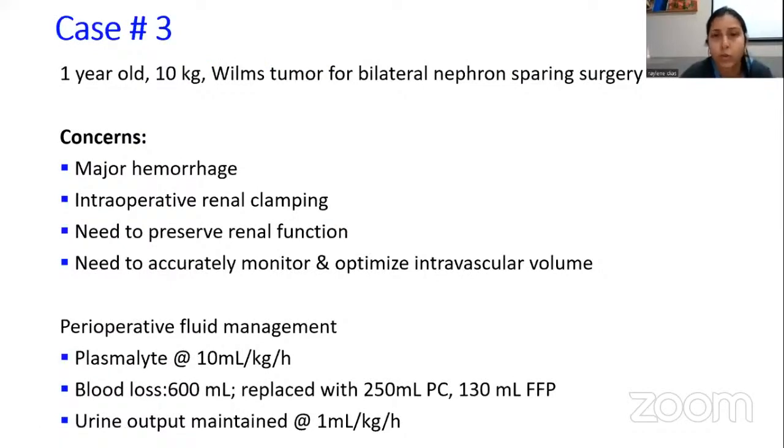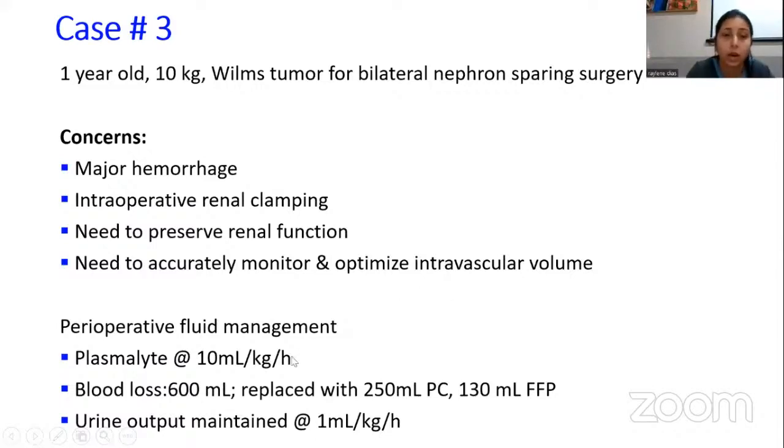So now we move on to the third case, which is a 1-year-old 10 kg child who was having a Wilms tumor, who was posted for a bilateral nephron sparing surgery. So here our concerns are the major hemorrhage. Intraoperatively, there is going to be renal clamping. You need to preserve renal function, and we needed to accurately monitor and optimize intravascular volume.